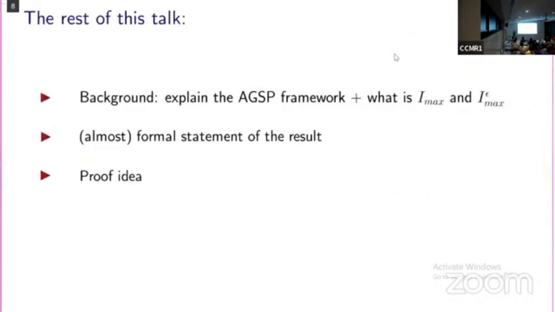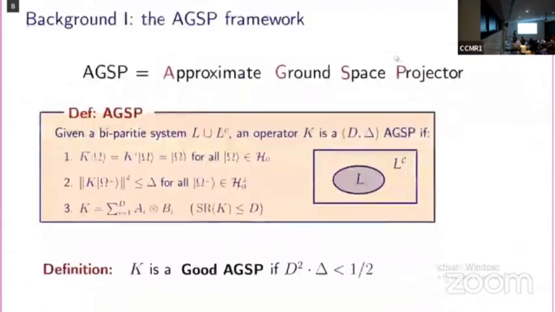Okay, so how much time do I have? Okay, so in the rest of the talk, I want to try to explain a little bit of the proof. The proof is technical, so I can't really explain it all, but I'll try to give you a background about the framework in which we prove it, and a formal statement of the result, and then some idea of how it goes. Okay, so the framework we use to prove it is called the AGSP framework.